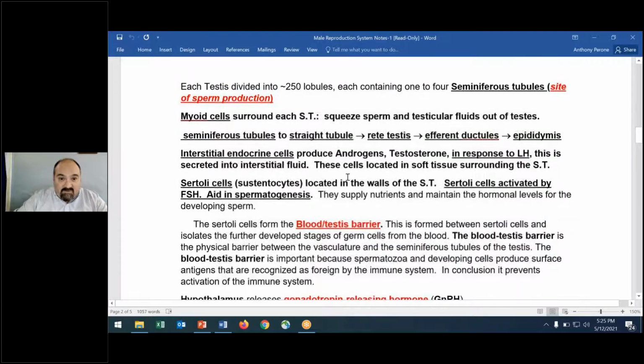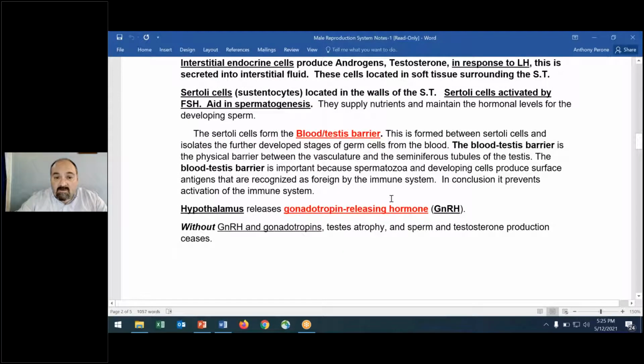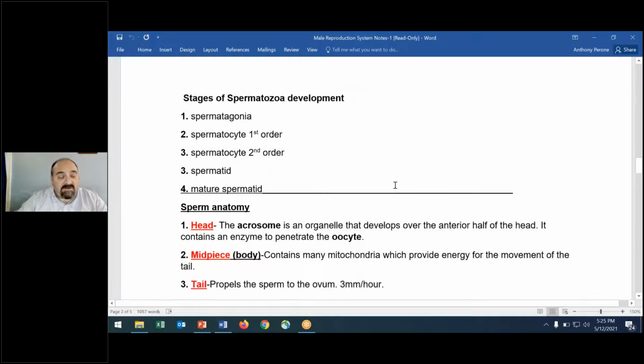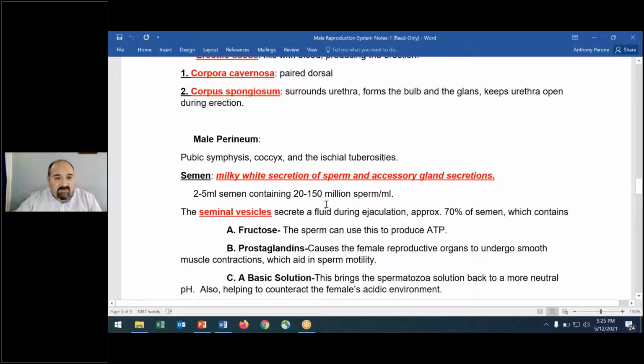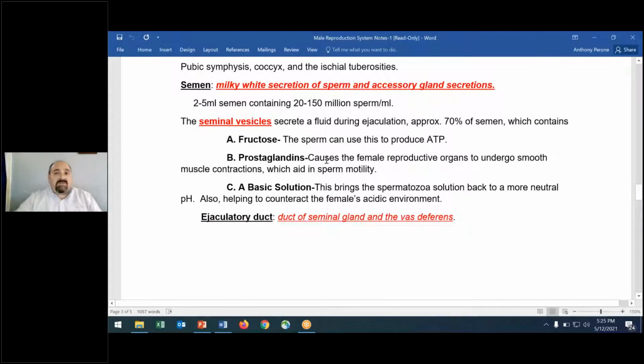And you'll see here what's taking place in spermatogenesis, the significance of the blood-testis barrier, the hormones that are present and that will influence spermatogenesis, as well as the anatomy of the sperm, and the different erectile tissues, and the secretions being released within the ejaculate, from the seminal vesicles, the Cowper's glands, and the prostate gland.